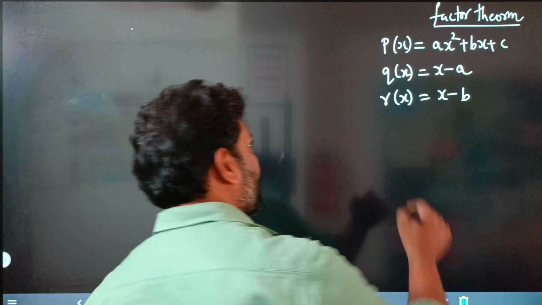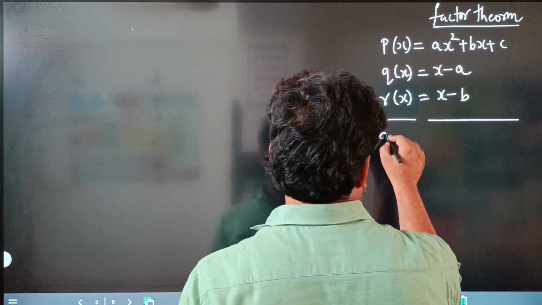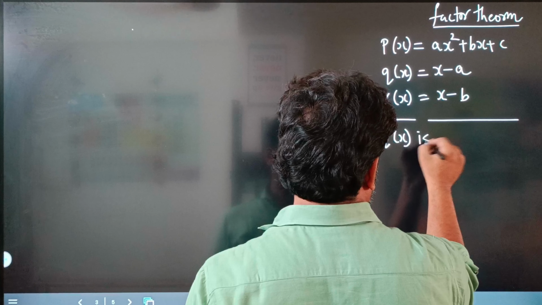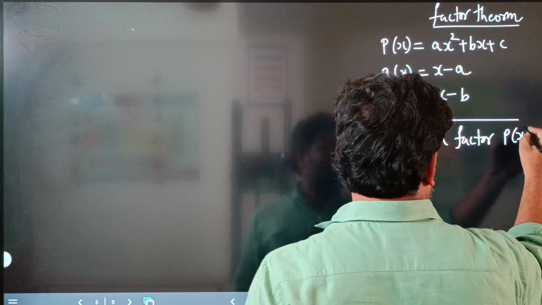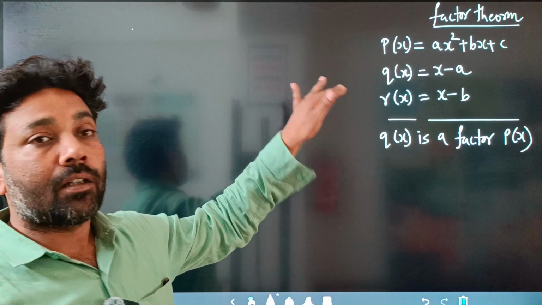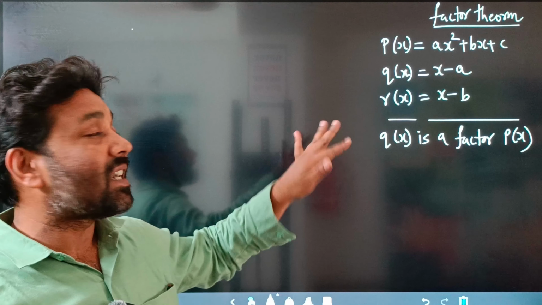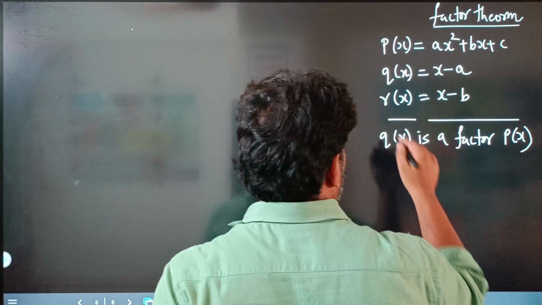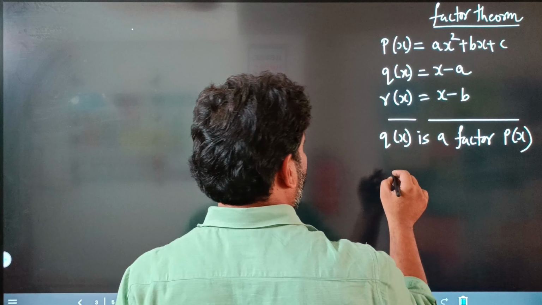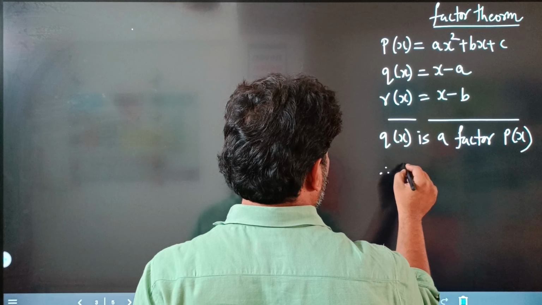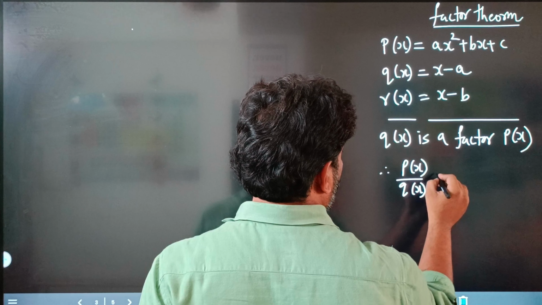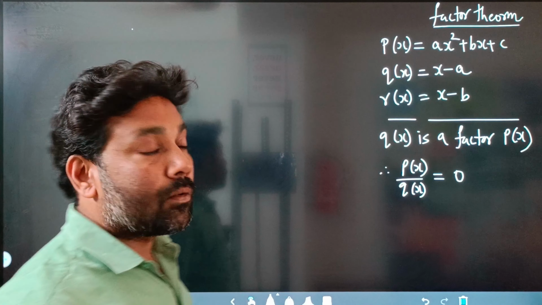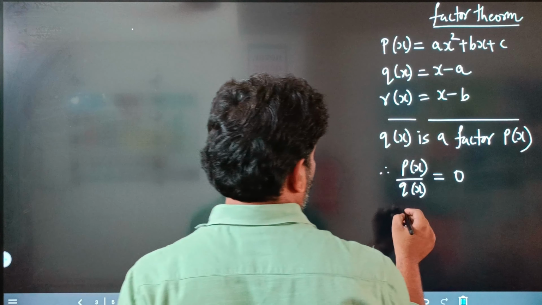So now when we say that q of x is a factor of p of x, factor means exactly divisible, right? So when we say q of x is a factor of p of x, that means p of x divided by q of x should give us 0, the remainder should be 0. So ultimately, what does it mean?